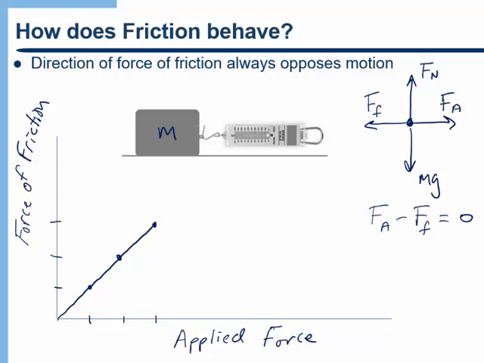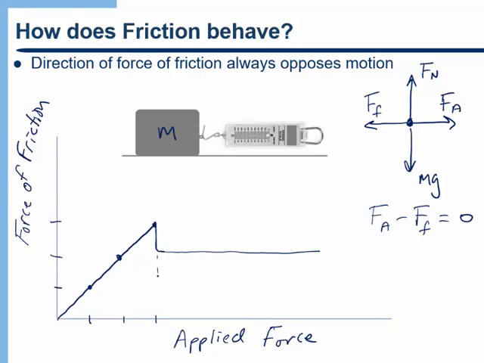Now, at a certain point, I'm going to exert a force great enough that the object begins to move. And at that point, what we'll find is if we want to actually pull the block with a constant velocity, it takes a little bit less than the maximum force of friction. So once the block starts to move, pulling with a constant velocity will actually take a little bit less force than the maximum force of static friction.